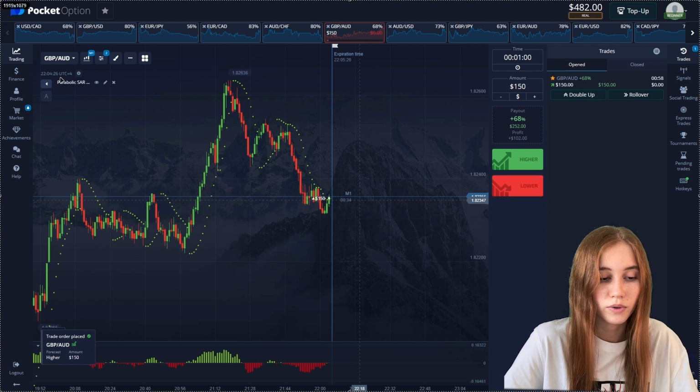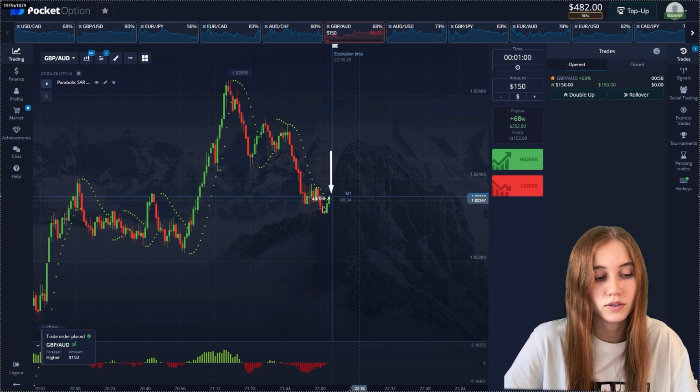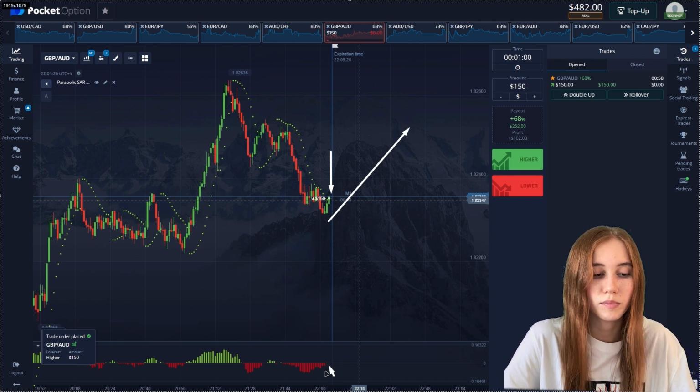Further, if we look at our first parabolic indicator, we see that the point crosses. That means the trend will change. And according to the second indicator, we see that 2 green bars are formed. That also means an increase in the trend.